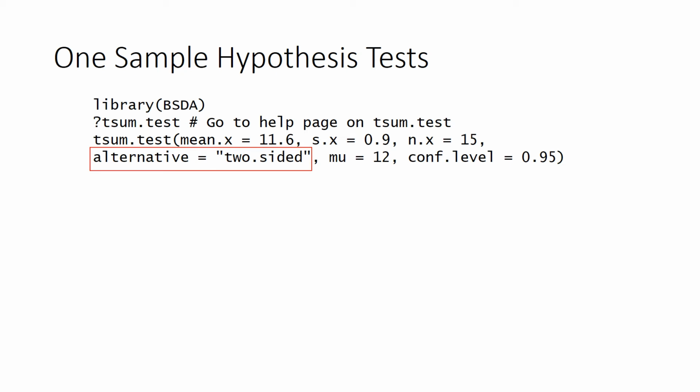This tells the computer to run two-tailed tests. The argument mu equals 12 tells the computer that the hypothesized value of the population mean equals 12. The conf.level equals 0.95 tells the computer to find 95% confidence intervals, and this is consistent with the 0.05 level of significance.